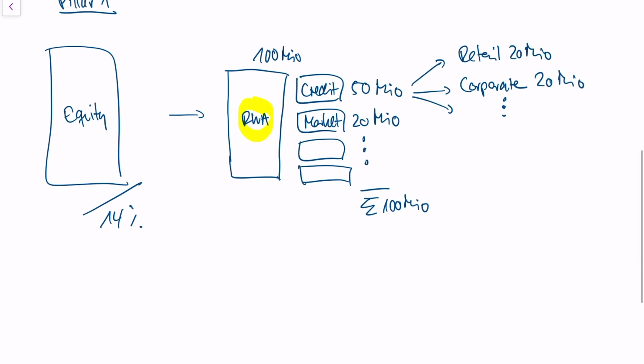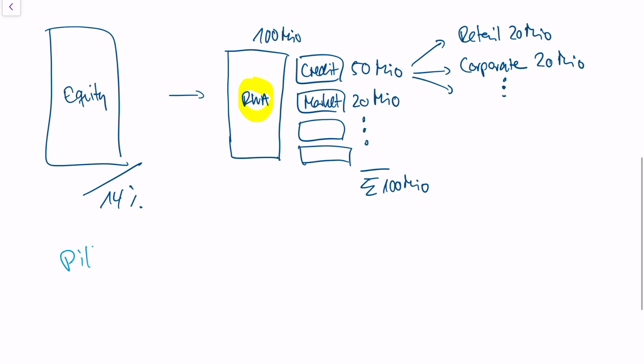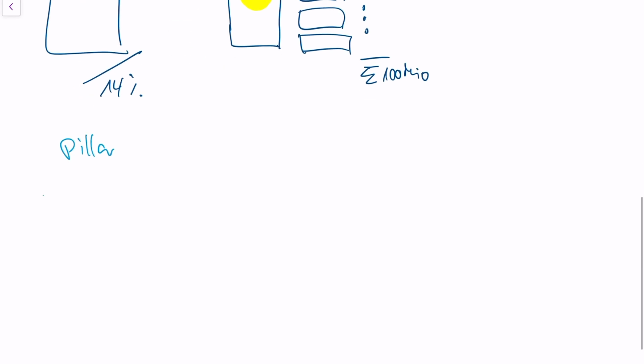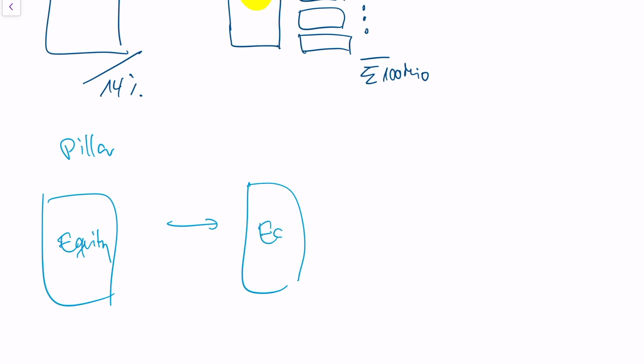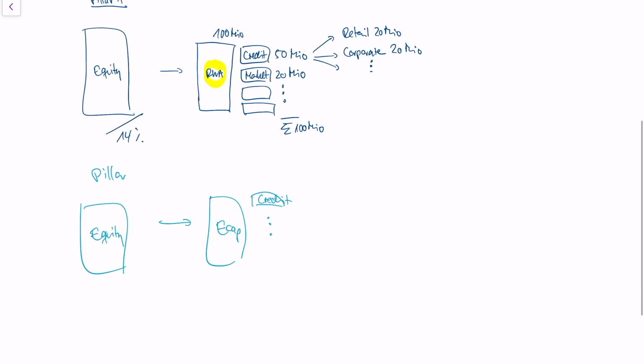Of course, the same thing is done for Pillar 2, right? So in Pillar 2, you say that your equity needs to be covered by your economic capital, and economic capital can be once again divided into credit risk, market risk, operational risk, and so on. Yeah. So this only as a side note.